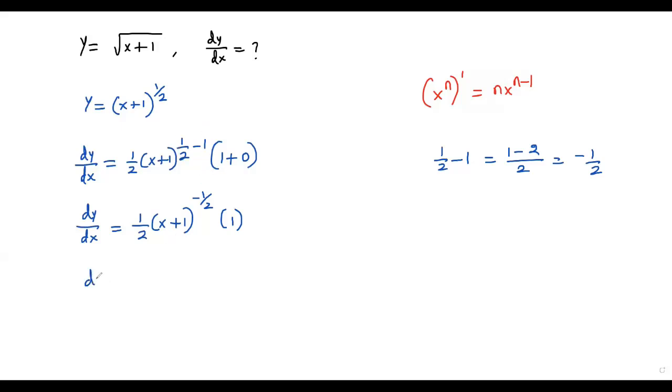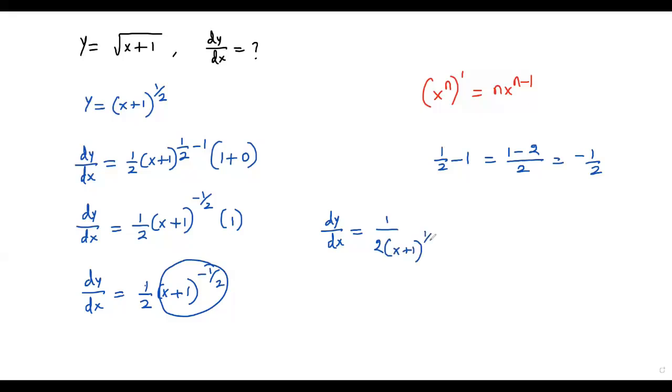In the next step, dy over dx equals, when I multiply this complete expression by 1 it will be the same, so it's 1/2 times (x plus 1) to the power negative 1/2. The whole thing has a negative exponent. Usually we don't give the answer of a math problem with a negative exponent. So let me make this negative exponent positive. For that, I move this term to the denominator. When I move it to the denominator, the sign of the exponent changes. Already it's negative, so the exponent will become positive. I get (x plus 1) to the power of positive 1/2.